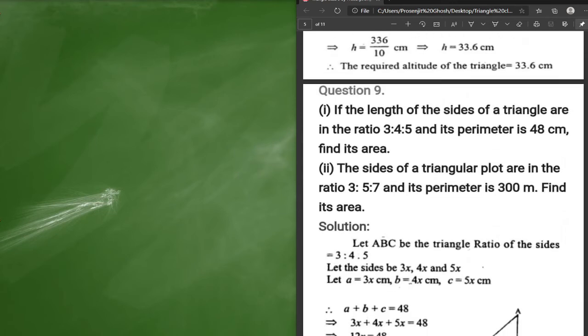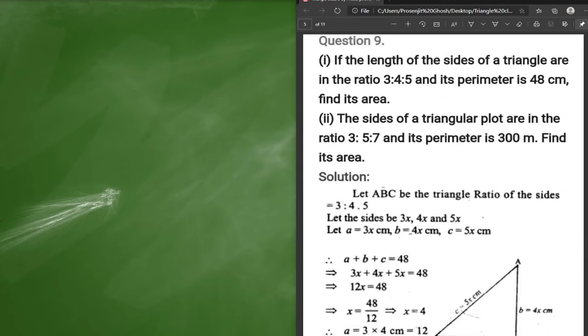Moving to number 9. This kind of ratio sum will come more in your exam, so be focused on that. If the lengths of the sides of a triangle are in ratio 3 is to 4 is to 5 and the perimeter is given, that is 48, find the area. Let me draw the triangle first. As you can see, all the measurements are not equal, so this is the arbitrary one. So 3, 4, and this one is 5.